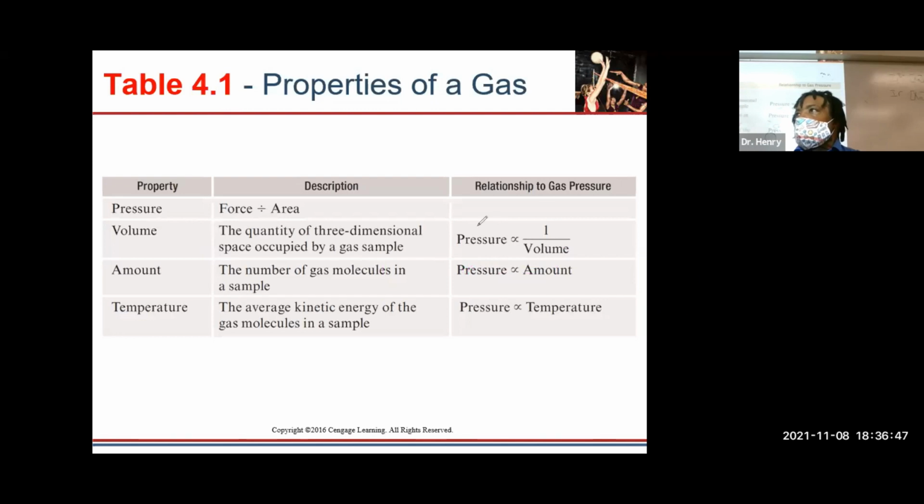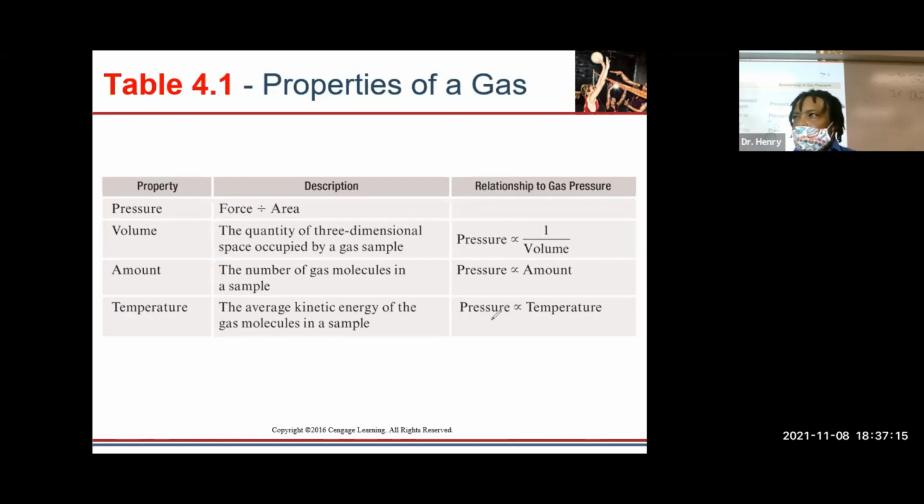So, properties of gases. Well, we're going to have pressure, we're going to have volume, we're going to have the amount, and we're going to have temperature. So the pressure is going to be indirectly proportional to the volume, since it's 1 over, sorry. Pressure is going to be directly proportional to the amount, and pressure is going to be directly proportional to the temperature.